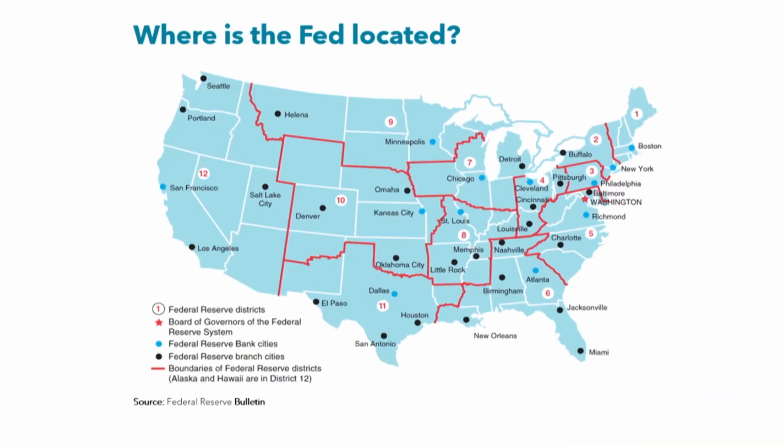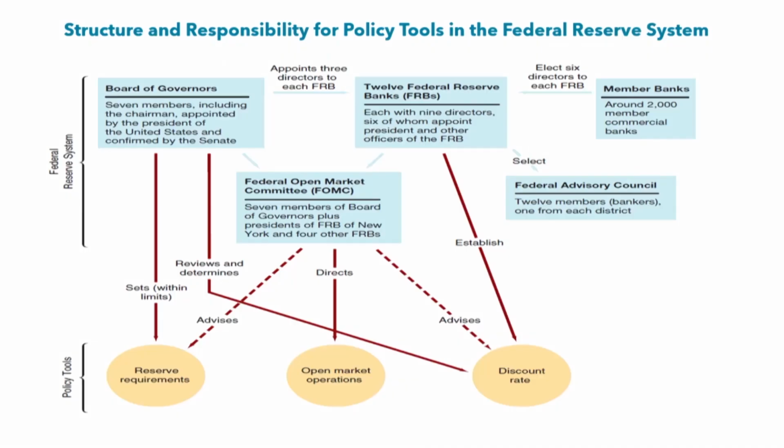You can see from this map where the Fed is located. The 12 regional Fed banks are spread across the country. Here is the Federal Reserve System, and the Board of Governors is located here. This is briefly the structure and responsibilities for policy tools in the Federal Reserve System. You can see how the Federal Reserve System is structured. On the top part, you can see the 12 Federal Reserve Banks. They elect 6 directors to each FRB.